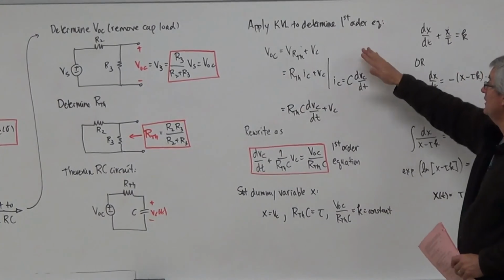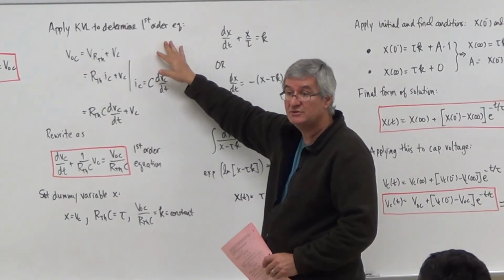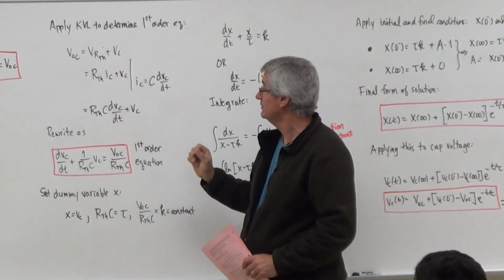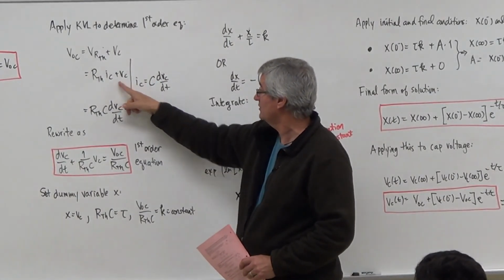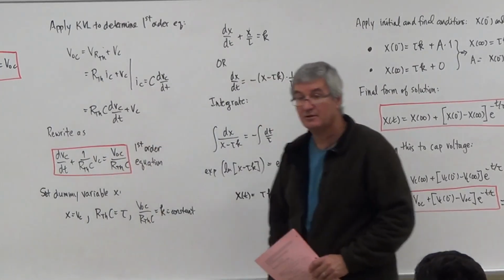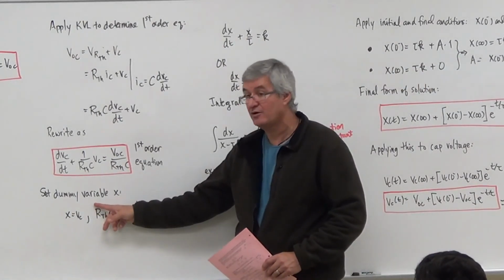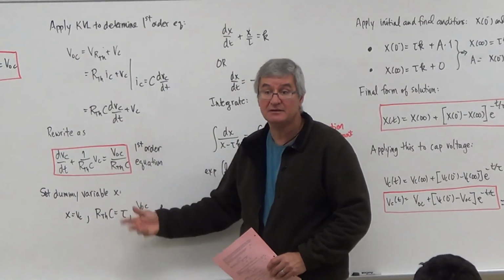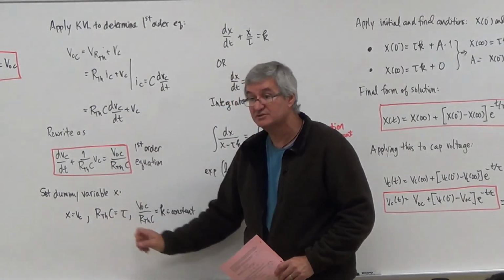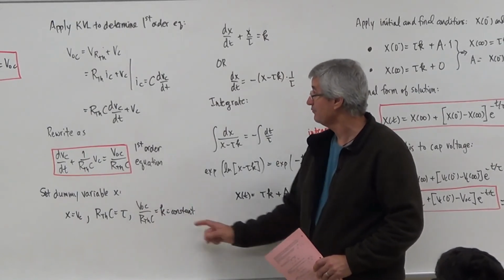So now, what am I going to do? I'm going to apply KVL to determine the first order equation. What do I mean by first order equation? First order differential equation. So I use KVL, and I replace the current with the current of a capacitor because they're in series. I get this equation, I rewrite it, and I get that equation right there. Because this is a similar form to the inductor, I'm going to use a dummy variable x so that I can apply this immediately to the inductor. I set x to VC, tau to the RC constant as always, and this effective source constant I just call k. So I plug it in here.